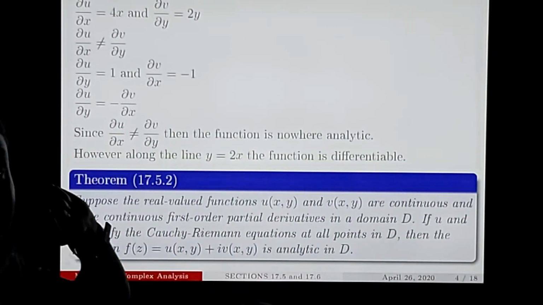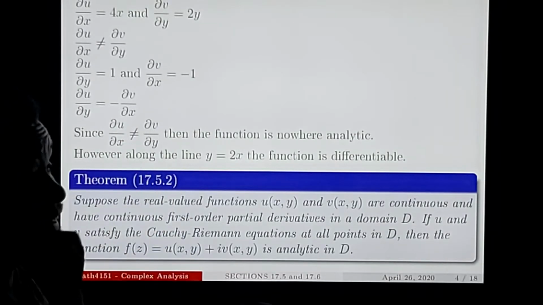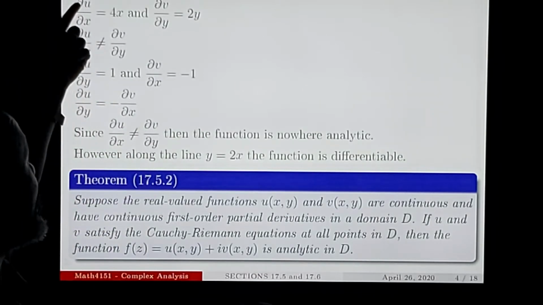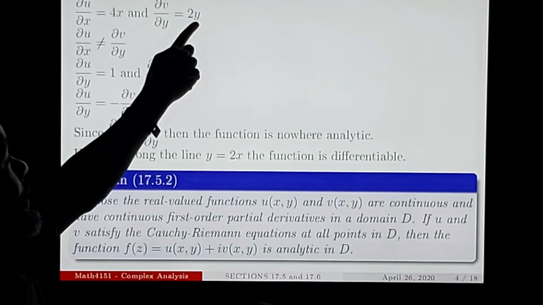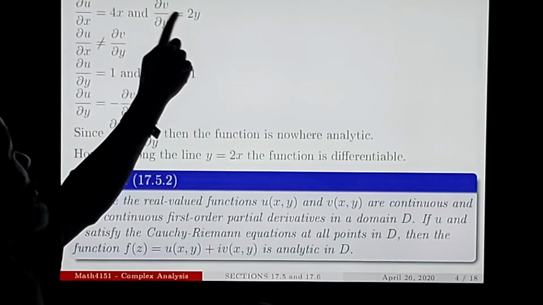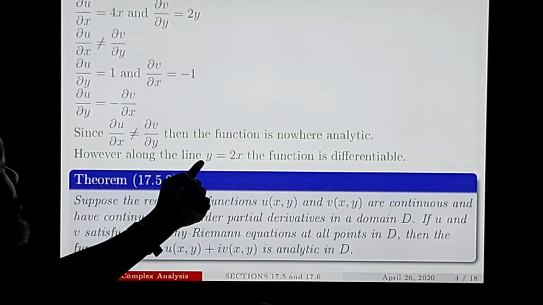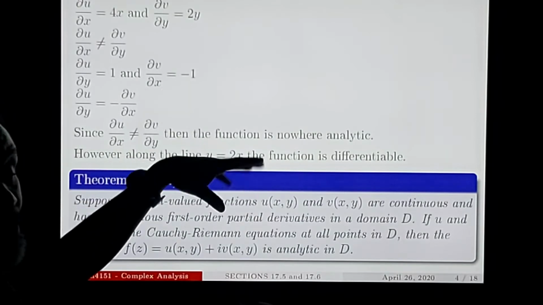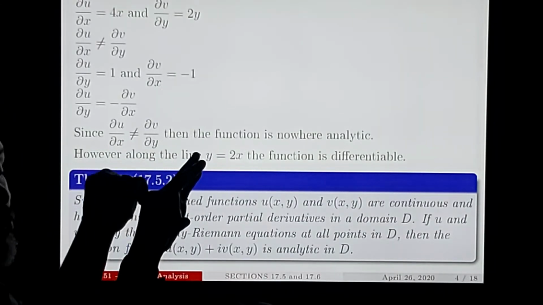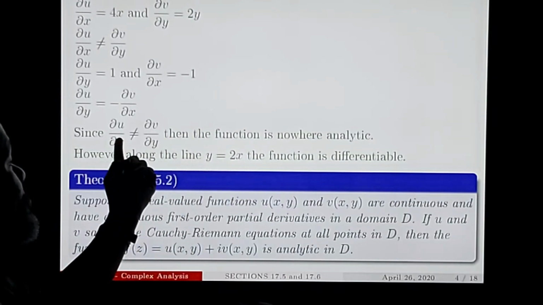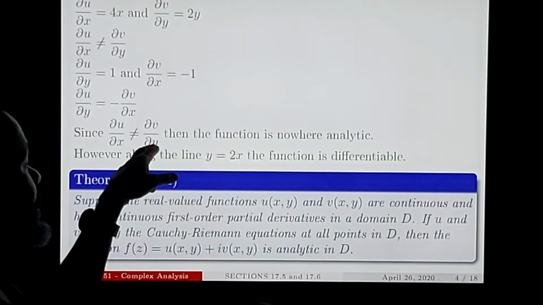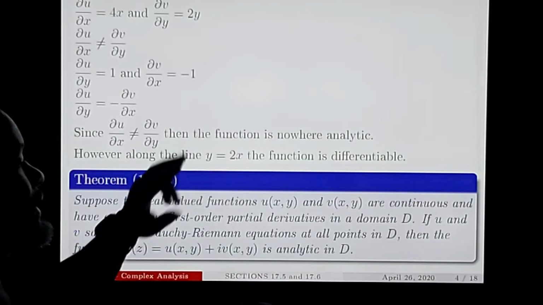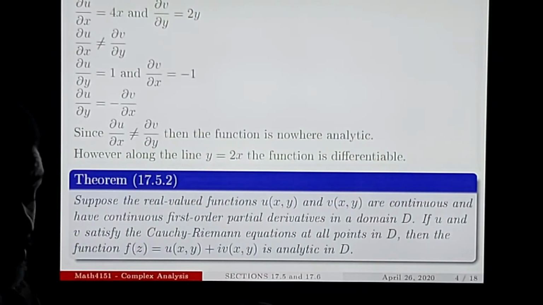One last thing I can say is this function is not really analytic anywhere. However, when is del u del x equal to del v del y? When 4x equals 2y, which is y equals 2x. So along the line y equals 2x, the function is differentiable. The Cauchy-Riemann equations will be satisfied along that line only. Of course, if you go outside the line, then you get a neighborhood where it is not analytic, because it will give you values for which this is not equal. Therefore, this is differentiable on this line, but it's not analytic there. That's an interesting observation to make.